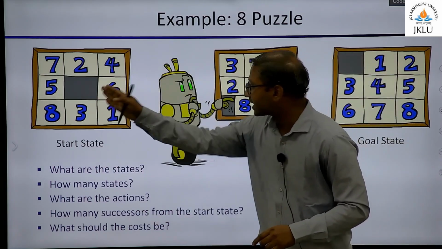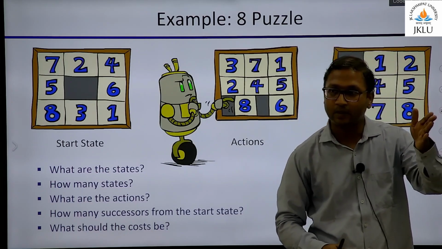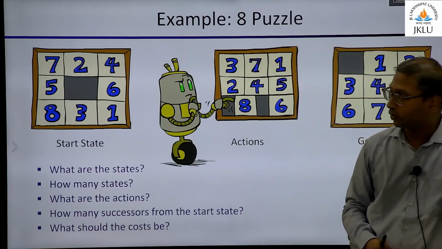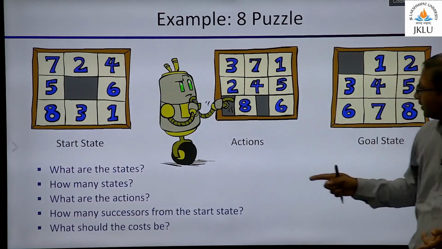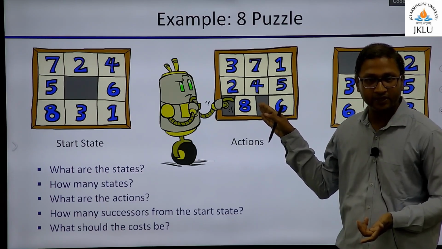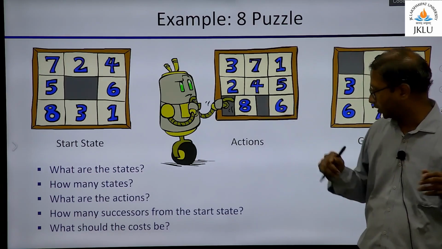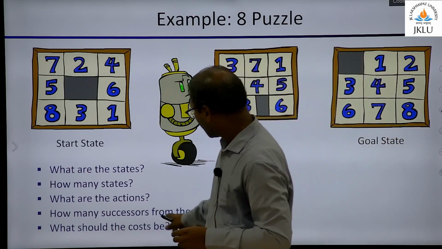Let's say if this is the start state, how many successors are possible? 4. If the start state were this, 2. If the start state were here, I mean the blank were here, 3, and so on. Okay. What should the cost be?